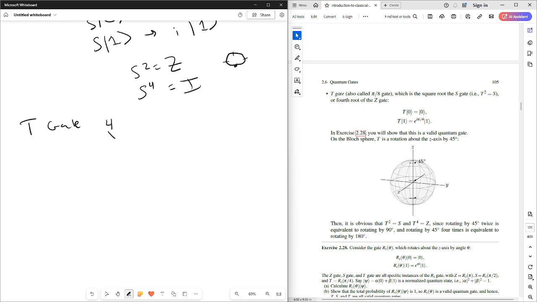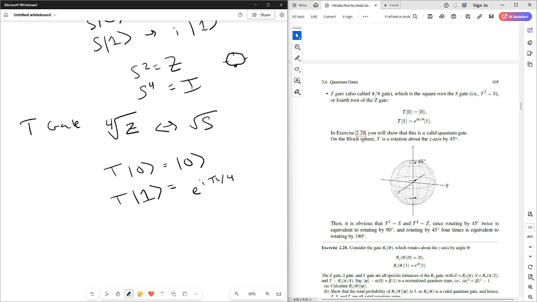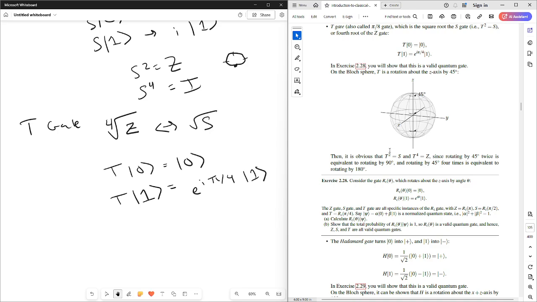So it's the fourth root of the Z gate, or conversely, the square root of the S gate. It's a 45-degree rotation. So again, 0 gives us 0, and T of 1 gives us e raised to the power of i times pi over 4, times 1. So it's a 45-degree rotation around the z-axis.